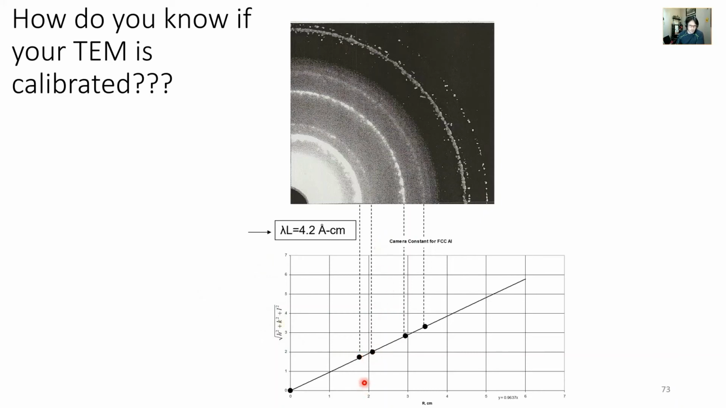And I kind of have to know what rings I'm looking at, which is why you use standards for this kind of thing. If you plot R versus the square root of H squared plus K squared plus L squared, and again, this is a cubic material, so I know I'm looking at FCC aluminum, and I get pretty much a straight line, I know my machine is calibrated. So that's kind of the big thing. And I used Excel to calculate how close to a line I had. And anywho, that's how you know if your TEM is calibrated.